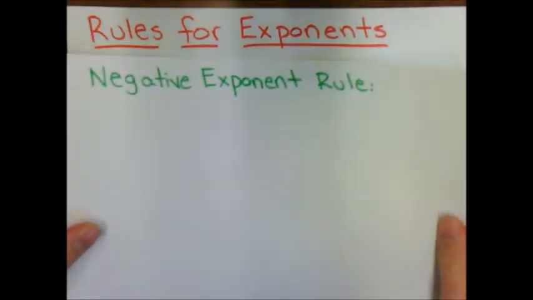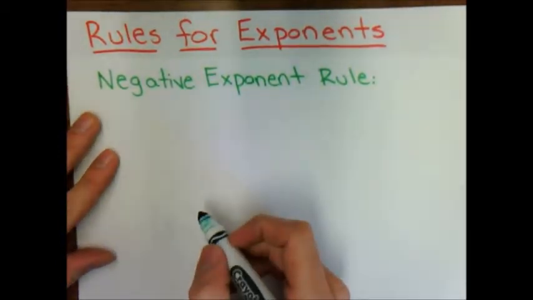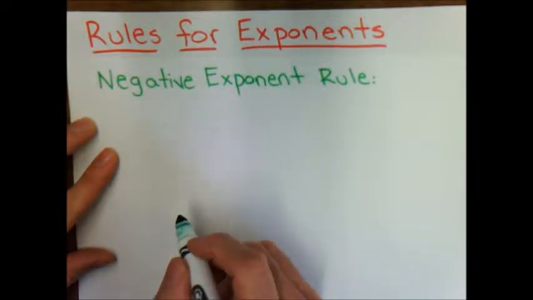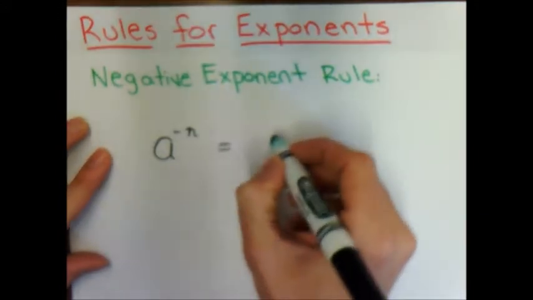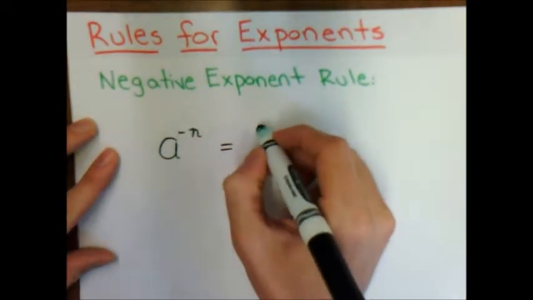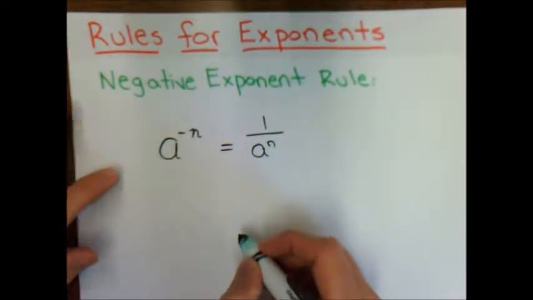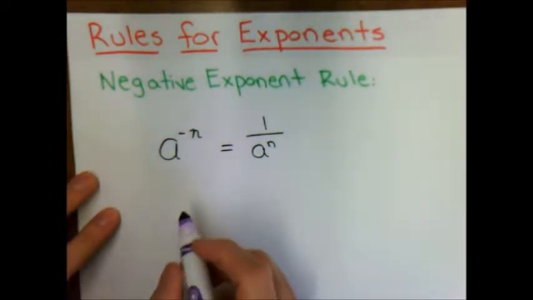Next, we have our negative exponent rule. In our negative exponent rule, it says that a negative exponent in the numerator will get moved to the denominator and become a positive exponent. So in the case of a to the negative n, we can simply move our negative exponent in the numerator down into the denominator. Negative exponents in the denominator also get moved to the numerator and become positive exponents. So it works both ways, but we remember only to move the negative exponents.